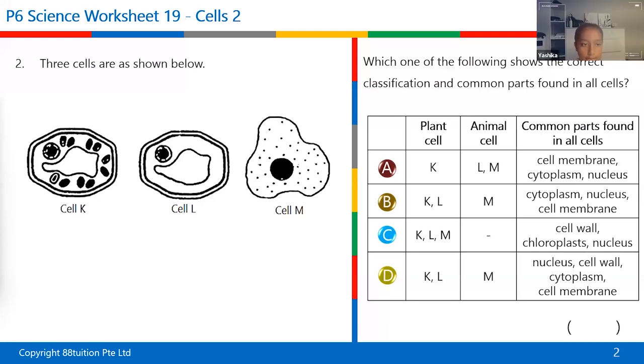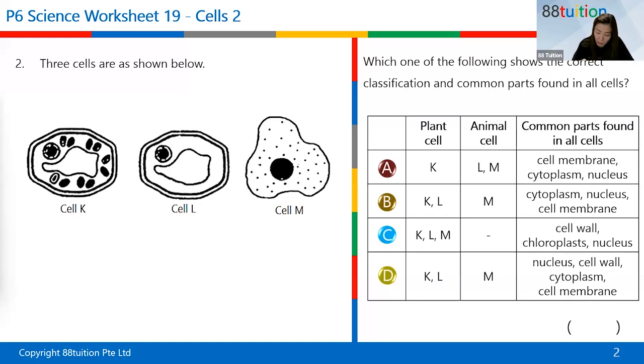Because cell K has a cell wall and chloroplast, that means it must belong to a leaf. Cell L has a cell wall, so it probably belongs to the root. It could be a root cell. And cell M has no cell wall, so it might be an animal cell.